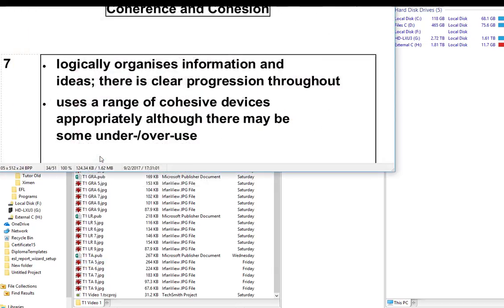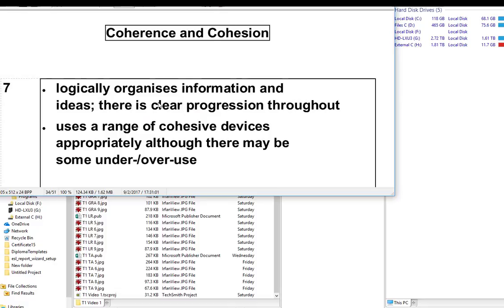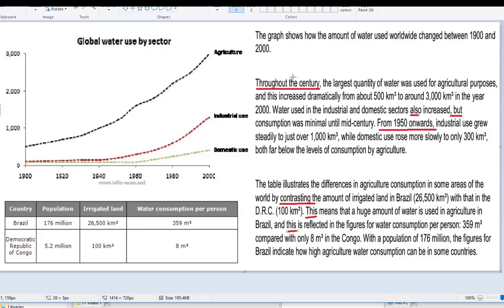If we look at the band descriptors, information is organized logically, and there is progression. Is a range of cohesive devices appropriately used? Can we describe this as a range? Well, of course, in task 1, it can be more difficult to use a range of cohesive devices, just simply because of the format of the question, the format of the task, rather. So this script could get a 7 for that.